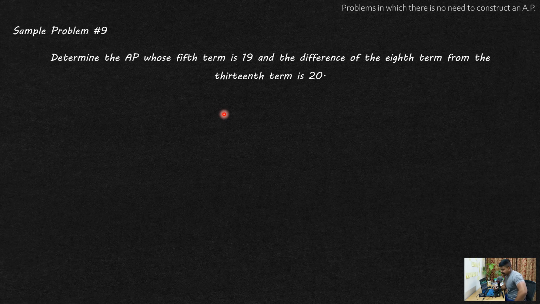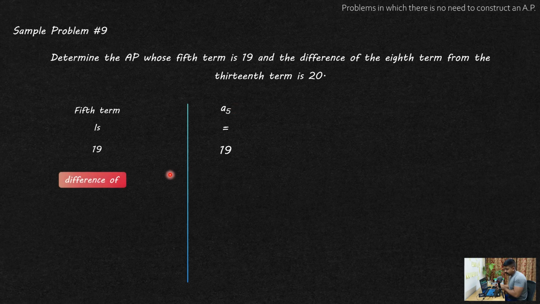Sample problem number 9. Determine the AP whose 5th term is 19 and the difference of 8th term from the 13th term is 20. What we are going to do is, we are going to convert the given data, or we are going to decode the question step by step. For that, we need a vertical line to divide the space. Now, 5th term is 19. So A5 is equal to 19.